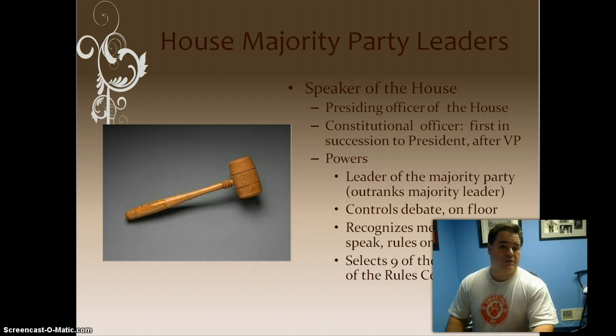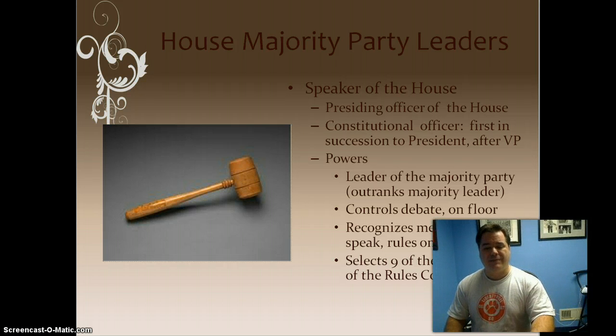Now, arguably most important in the House of Representatives is that the Speaker chooses 9 of the 13 members of the Rules Committee. We're going to talk about the Rules Committee as well as all the other committees in class next week, but I want you to be aware of that. The Rules Committee, 9 of 13 members are put there by the Speaker of the House.